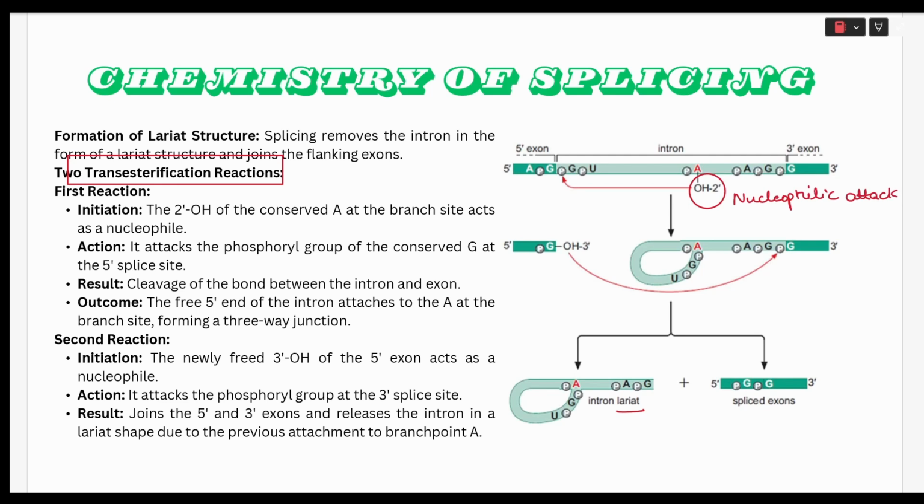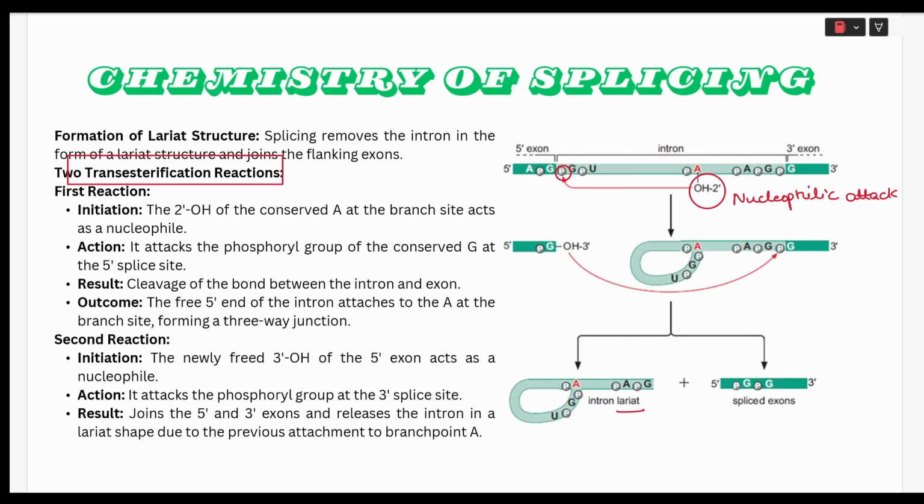I hope you are up with your chemistry. So it will be a nucleophilic attack on the conserved site of the 5' splicing site, right? This GU, I hope you remember, is a conserved sequence, and the phosphate group in the phosphate bond will be attacked. It will be a nucleophilic attack, right?